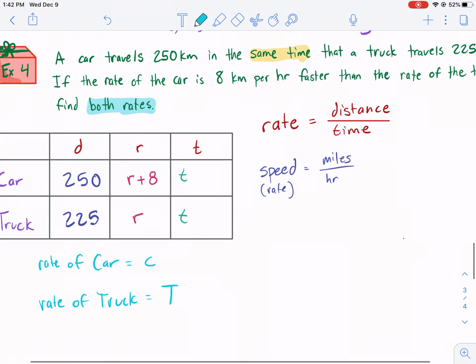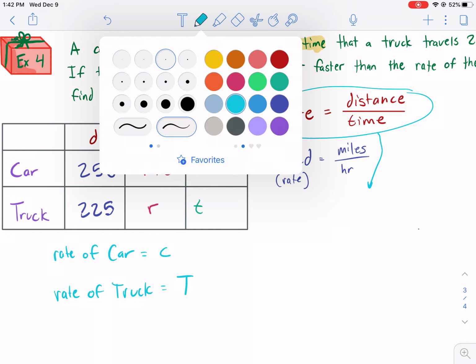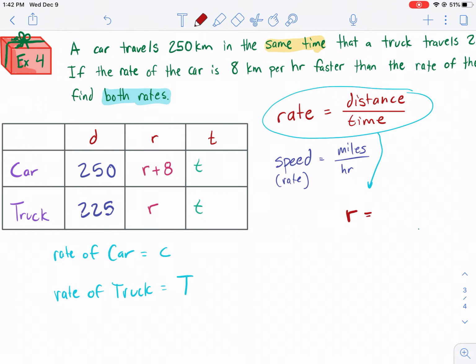Now, in order to find these rates and how they compare to each other, I have to use this. The rate equals the distance divided by time. So let me rewrite it here. I'm going to use red again. R equals D over T.